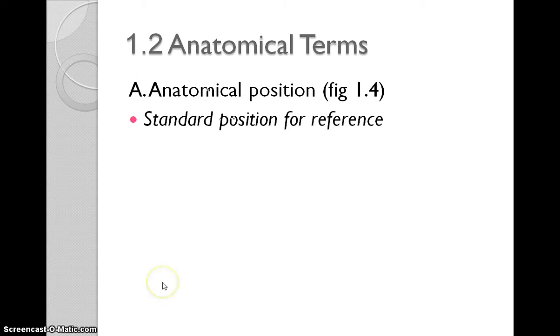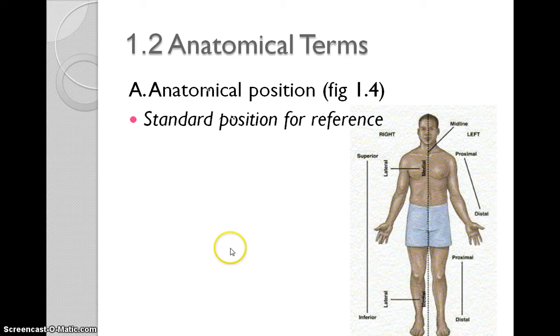the position that we're going to use for reference. Anytime we discuss the location of an organ, we'll be assuming that the human is in standard anatomical position. So we will use this position as the default position for all of the following terms. This is an example of a person that is standing in standard anatomical position.